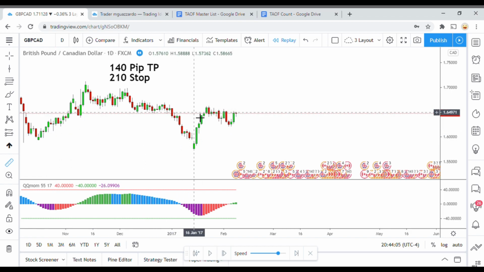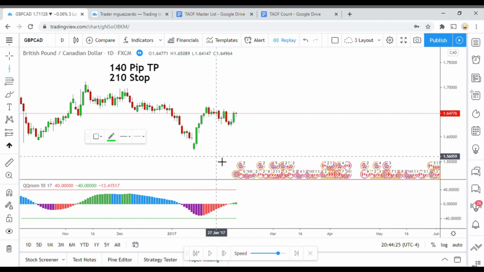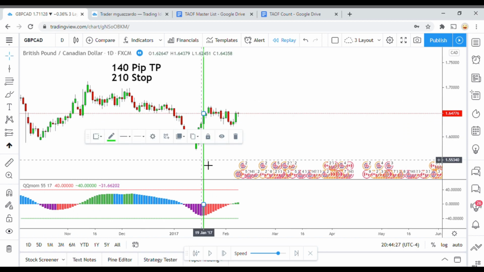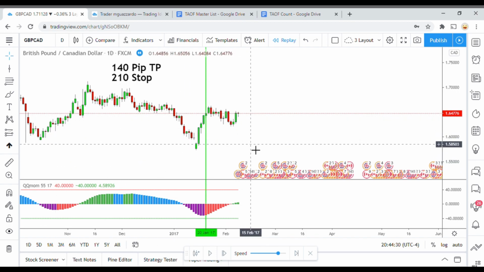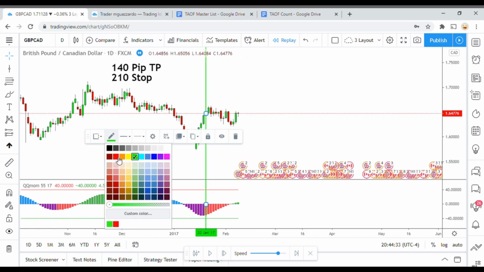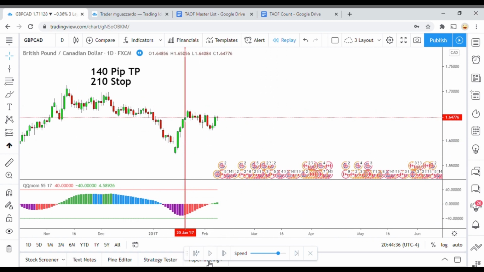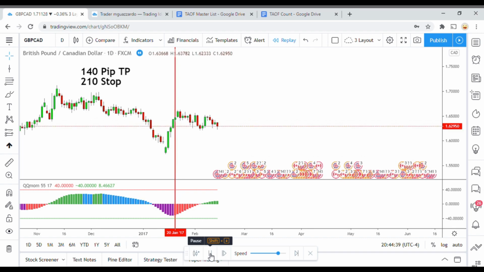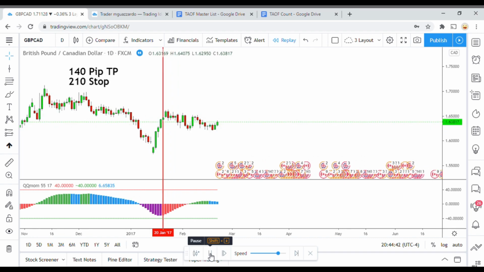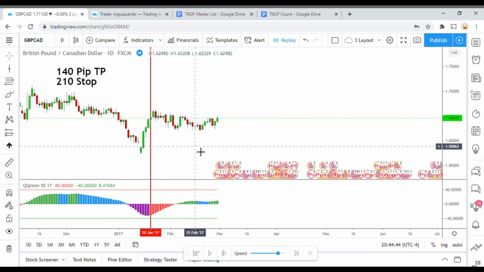All right, let's go ahead and measure this out. Not sure if it hit the 140 take profit. Let's see. Come on. It did not. But it did, unfortunately, come down and stop us out. So, first signal, not the best of signals, did stop us out, but let's carry on here and see what else we can get.